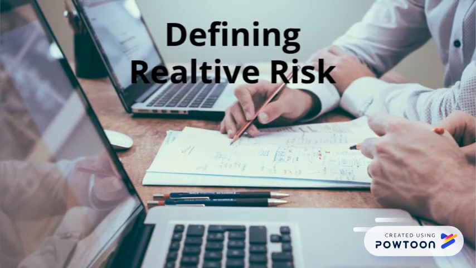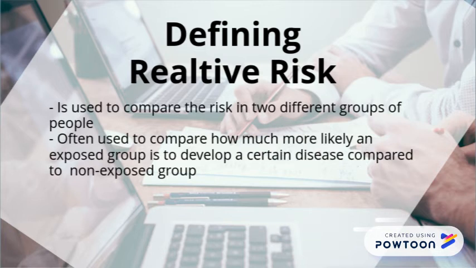In epidemiology, relative risk can give us insights into how much more likely an exposed group is to develop a certain disease in comparison to a non-exposed group. Once we know the exposure and disease status of a research population, we can fill in their corresponding numbers in the following table.